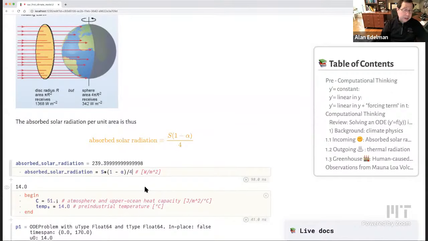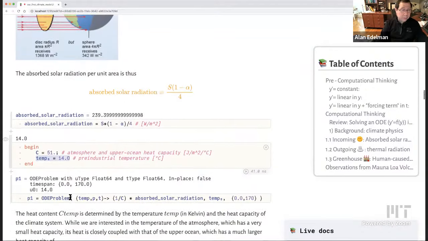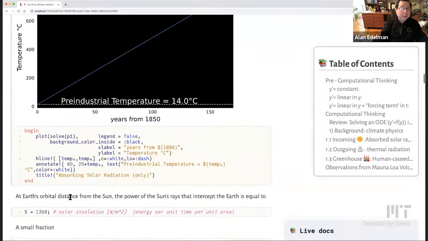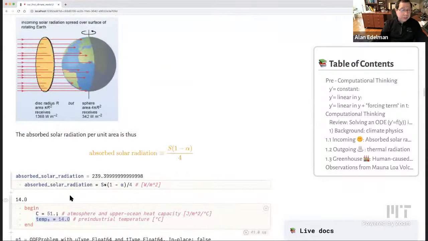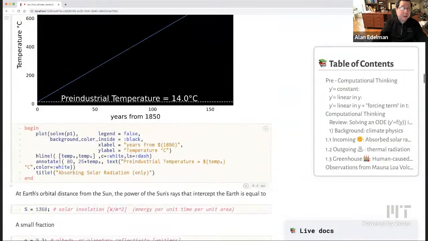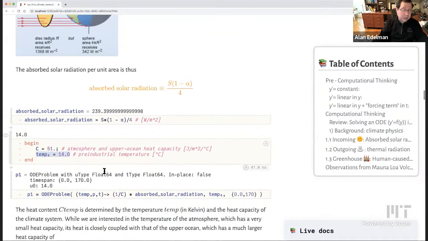Okay, and then there's this C number, which I'll say a few more words about, but this has to do with the ability of the oceans to ameliorate a certain amount of the heat. Okay, and then I also have the pre-industrial temperature of 14, and I can solve the ODE problem, and that's how I managed to get this linear graph. Just a few more words about C.